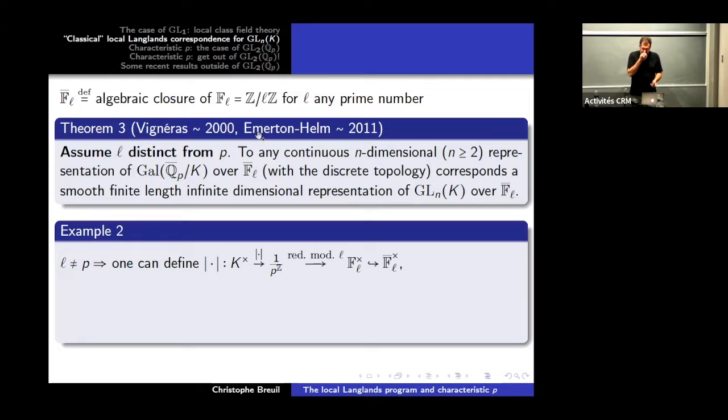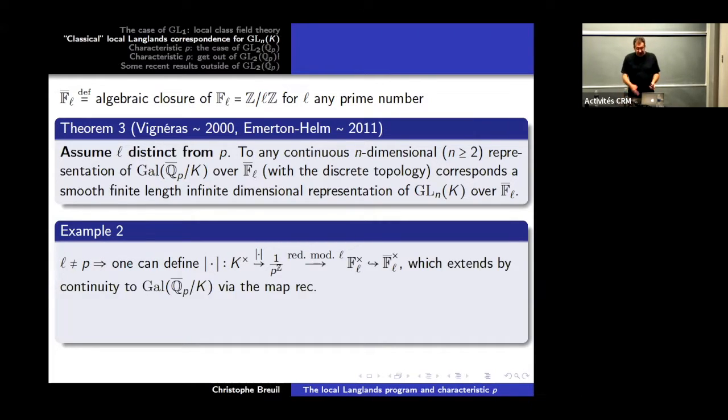Let me give one example, to show you in which case you may have reducibility, but this is not very important for the rest of the talk. Maybe what is more important is this first line. Why do we assume L different from P? Here's one reason. You take the p-adic norm. The p-adic norm has values in 1 over p to the d, and since P is different from L, you can reduce it mod L, and you land in FL bar. And so you reduce mod L the p-adic norms.